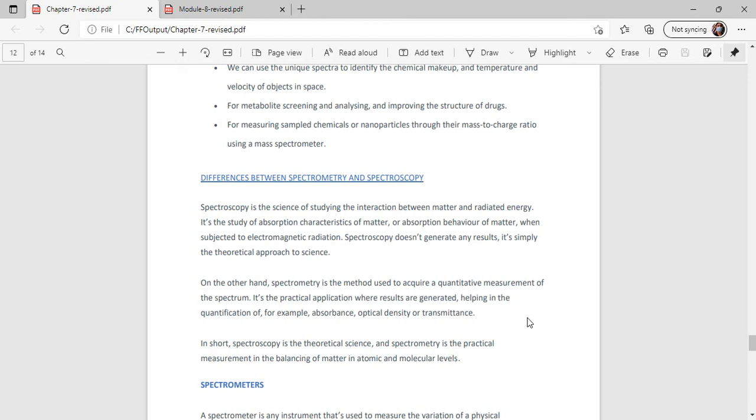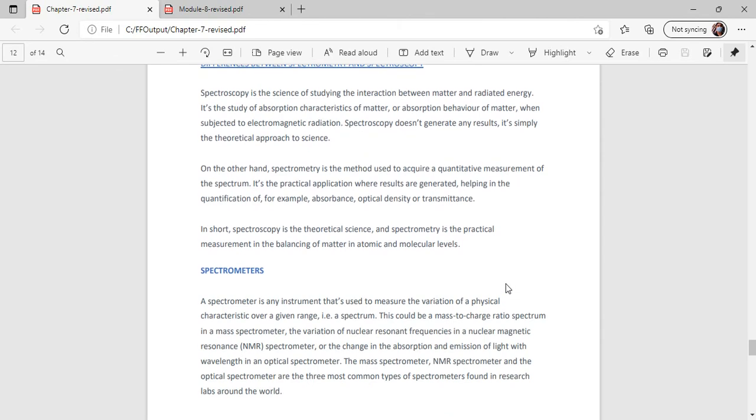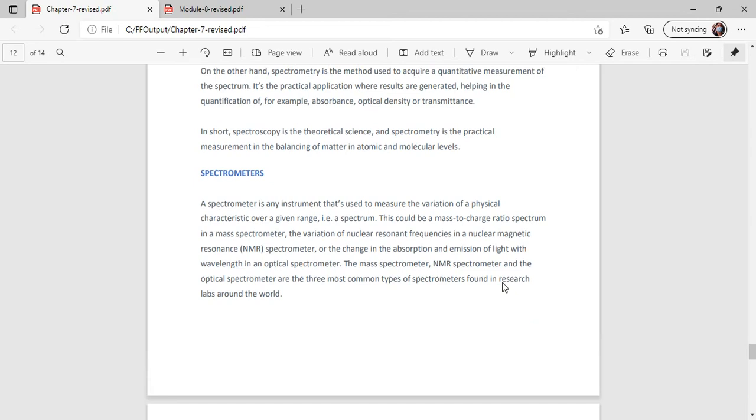On the other hand, spectrometry is the method to acquire a quantitative measurement. It is the metry, while scopy is the science or study. Spectrometry is the method that acquires quantitative measurement of a spectrum, and it is the practical application where results are generated, helping in the quantification of results, examples or samples, then absorbance, optical density, and also transmittance. In short, spectroscopy is the theoretical science and spectrometry is the practical measurement applied in the analysis of matter at an atomic or molecular level.